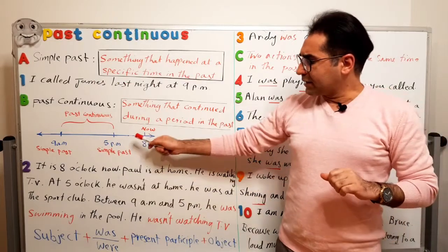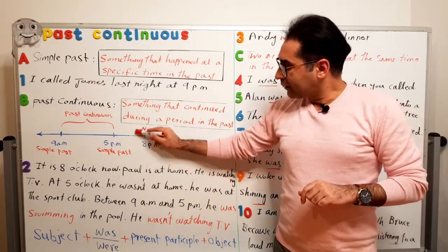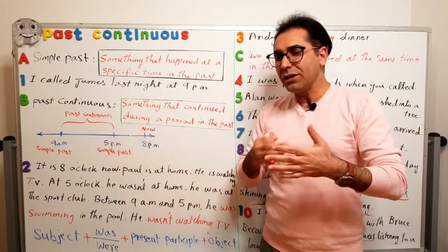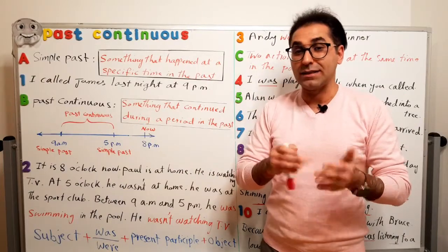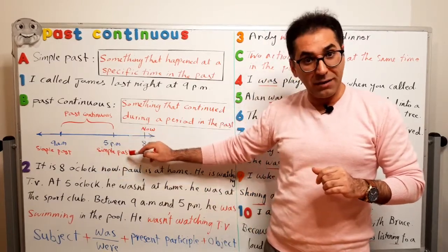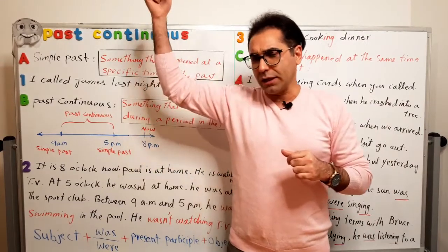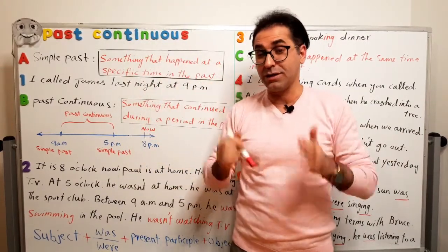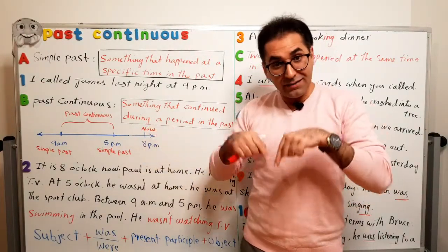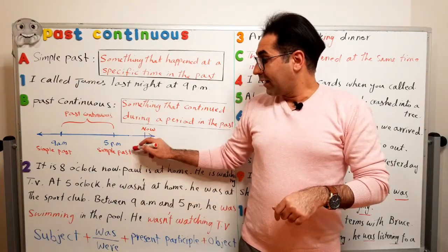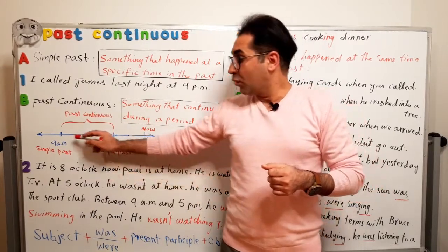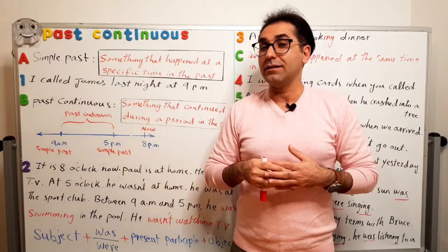For instance, let's take a look at this timeline. Right now it is 8 p.m., right? So 5 p.m., which means 3 hours ago, is going to be our simple past, a specific time in the past. 9 a.m. in the morning, again, is simple past because it is a specific time in the past. So 8 p.m. right now is simple present. Here, 5 p.m., 3 hours ago, is going to be my simple past. Or 9 a.m. in the morning, again, simple past.